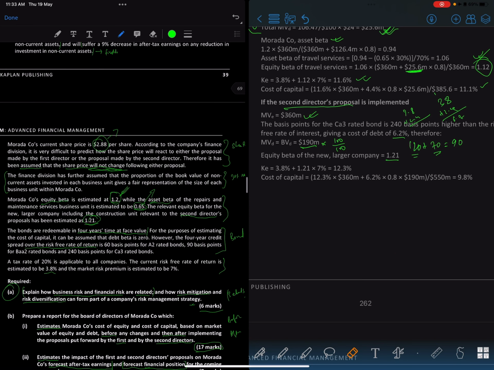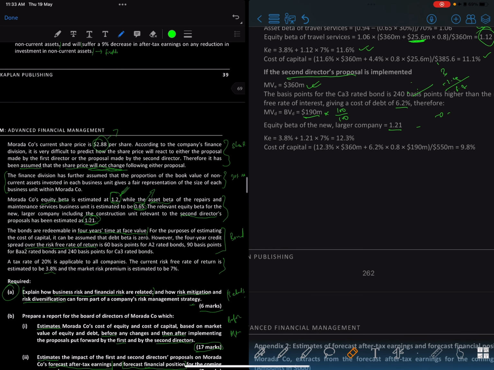The numbers speak. Okay, so equity beta is computed, and then we just calculate the cost of capital using our new debt. That's the important thing over here to remember. That's pretty much it.